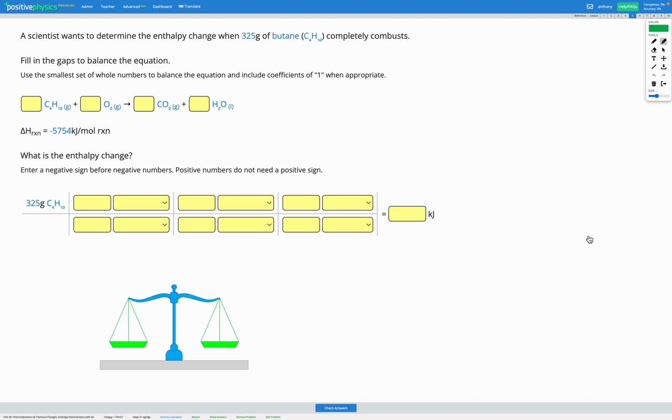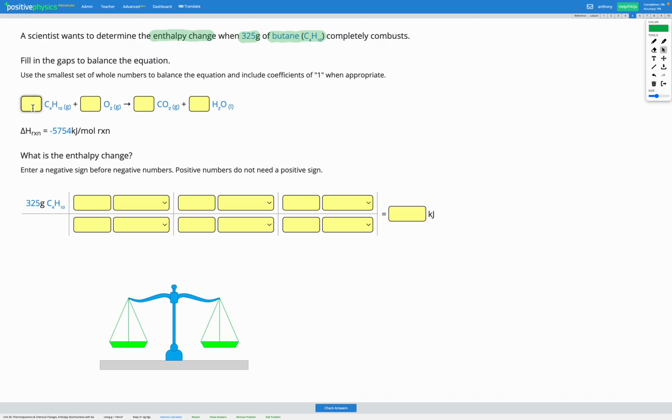In this question, a scientist wants to determine the enthalpy change when 325 grams of butane, C4H10, completely combusts. Our first step is going to be balancing our equation. Now, I'm not going to show how to do that here. I'm going to assume you already know how to balance equations. If you need help with that, go back to Unit 14 to practice.